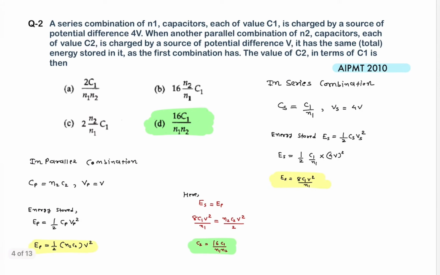Question number 2, a series combination of N1 capacitors, each of value C1, is charged by a source of potential difference 4 volt. When another parallel combination of N2 capacitors, each having the value of C2, is charged by a source of potential difference V, it has the same energy stored in it as the first combination. We have to find the value of capacitance C2 in terms of C1. That was asked in AIPMT 2010.